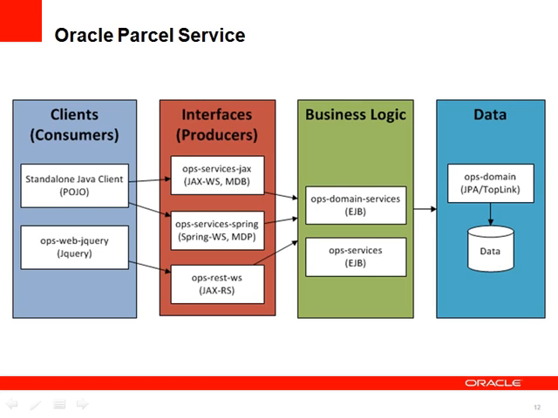So we have our domain services and business services implemented using EJBs. We have our data services using JPA. And then we have various interfaces that include Spring Web Services and MDPs, JAX Web Services and MDBs, and then finally JAX-RS or RESTful services, all of which are utilizing the same business logic and same data access or domain services and can be utilized by different clients like a standalone Java client or a web application such as the jQuery example application that we have.